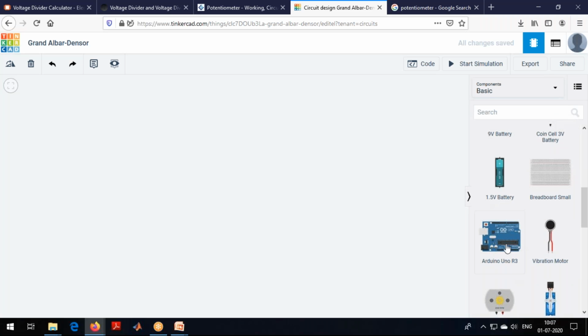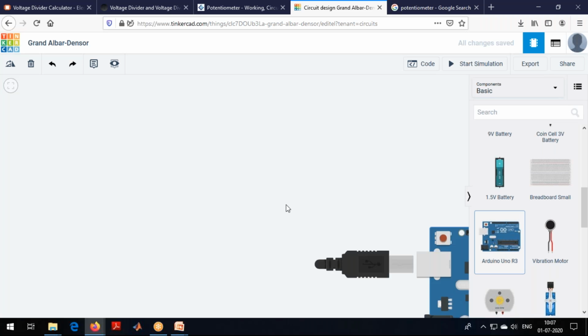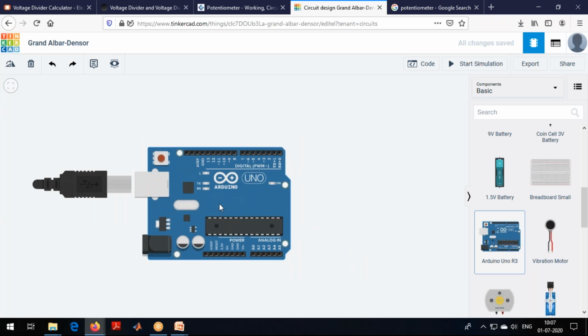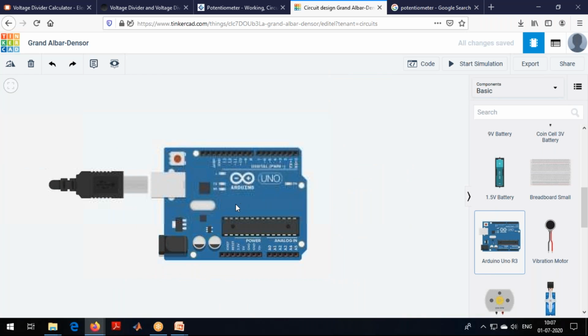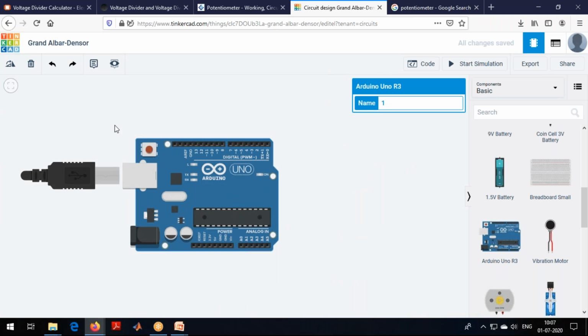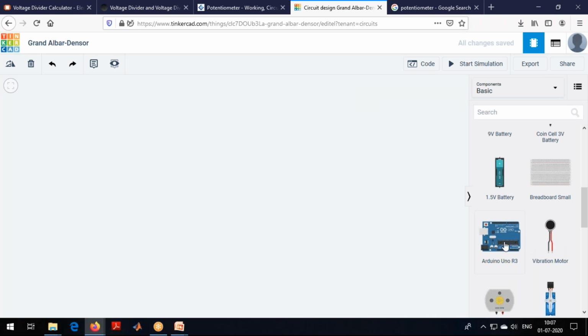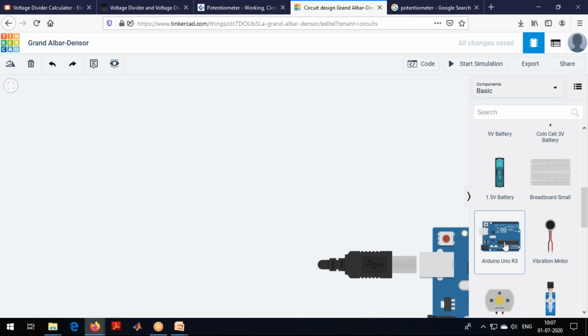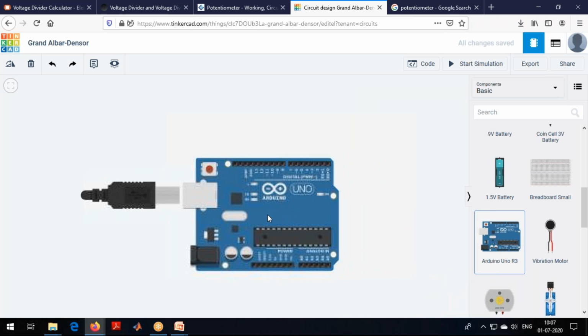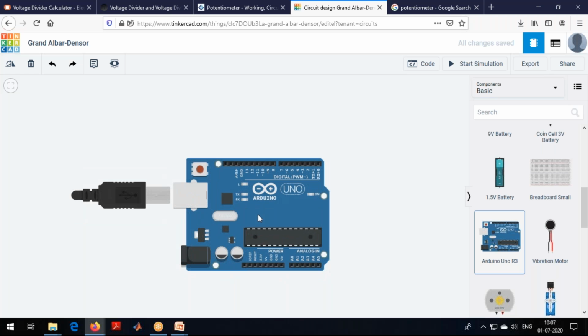First we need is Arduino. We have been talking about this in the last lecture, that is microcontroller. To get this one onto this particular place, what you need to do is, I'll just repeat this. I'm just clicking on this Arduino Uno R3 and I'm dragging and placing over here. Like that you can get this particular Arduino Uno onto this place.